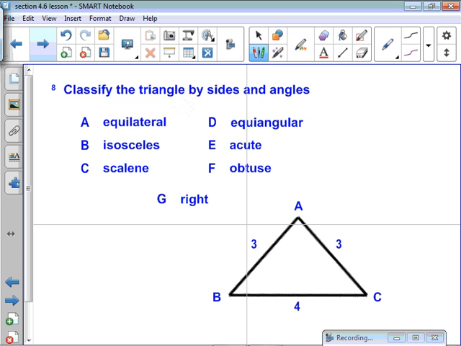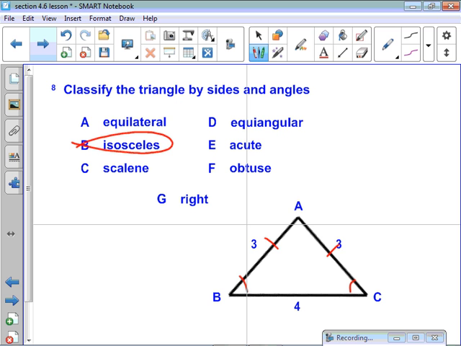Okay, we have this triangle here. 2 sides are clearly the same. So immediately, before I even read the question, I'm going to label this guy the same and this guy the same because of our base angles theorem. Okay, now I have an isosceles triangle that has 2 angles the same. I have a 3, 3, 4. So I am going to call this guy isosceles.